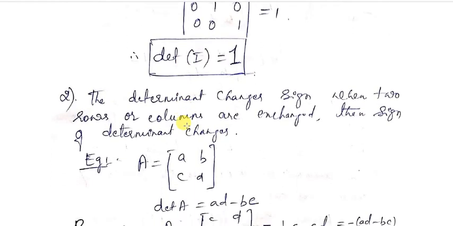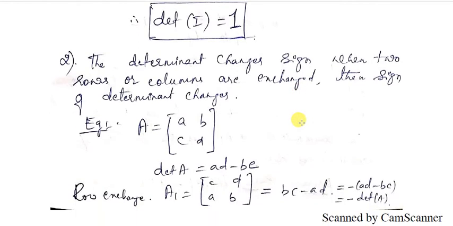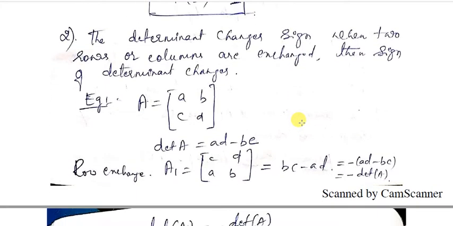The second property says the determinant changes sign when two rows or columns are exchanged. Before expanding or finding the value of the determinant, if we exchange the rows or the columns, then the value of the determinant is given by changing its sign.